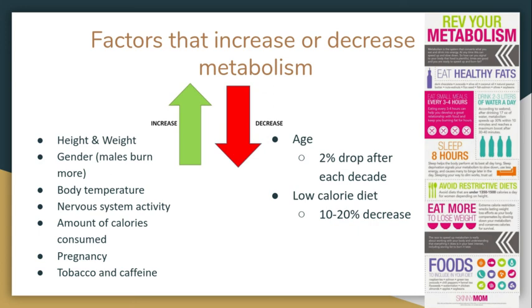Things that will decrease your metabolism: age. So each decade that you get older, you guys are all only in your second decade, you get a 2% drop. And so you might hear your parents or guardians complaining about the fact that it's harder and harder for them to lose weight. That has a huge effect as people get older. And so they might tend to eat a little bit smaller meals.